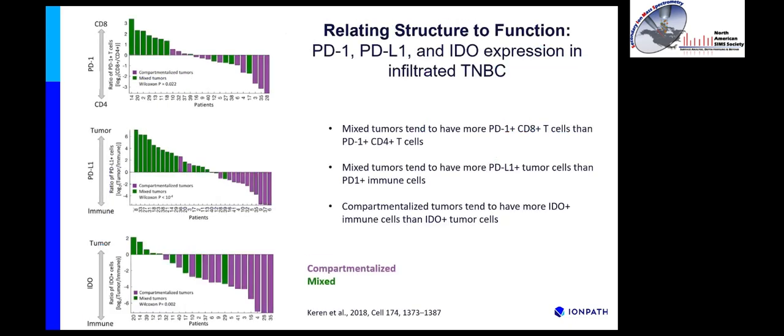But what we can also do is look at the structure of those cells and the function of those cells. In a similar plot here, at the top we're looking at PD-1 expression on CD8 positive cells and CD4 positive cells. We can see that those with mixed tumors tend to have more PD-1 positive CD8 positive T cells than PD-1 positive CD4 T cells. In the middle here, we can see mixed tumors tend to have more PD-L1 positive tumor cells than PD-L1 positive immune cells. And on the bottom, we can see compartmentalized tumors tend to have more IDO positive immune cells than IDO positive tumor cells.